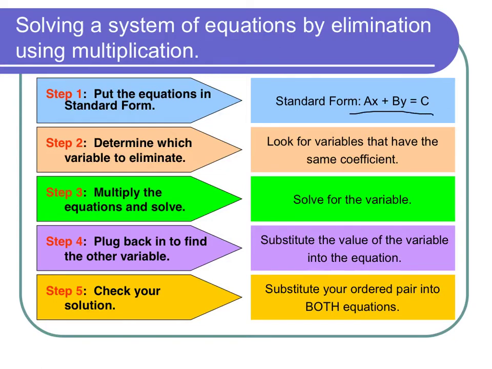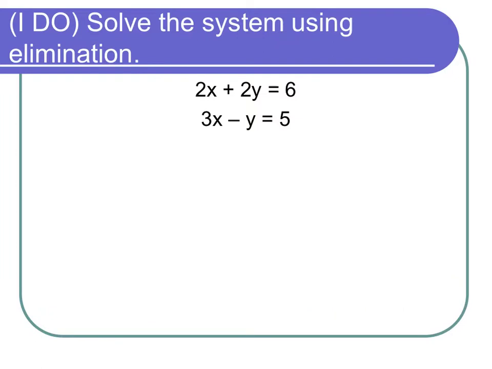Then we want to determine which variable we're going to eliminate. So we're going to try and multiply the equation so we can eliminate one of them. Then we're going to substitute the value of the variable back into the equation, and we can do this to get the answer for both variables. So if we look at the first one, we see that we can't really add or subtract to eliminate. So what I can do here is multiply the second one by 2.